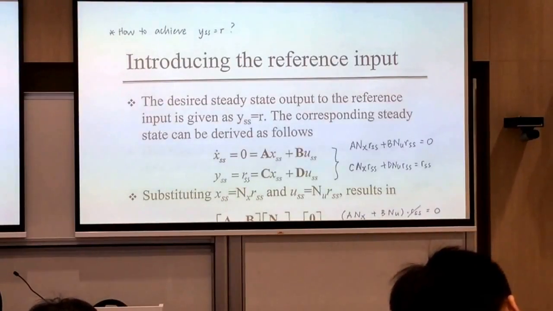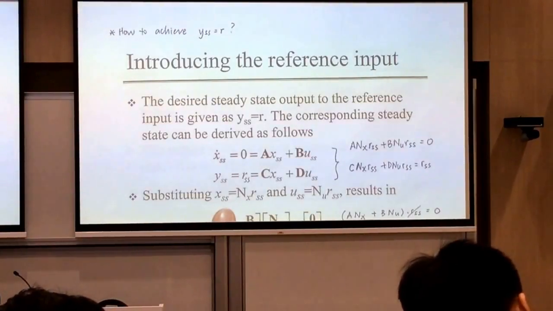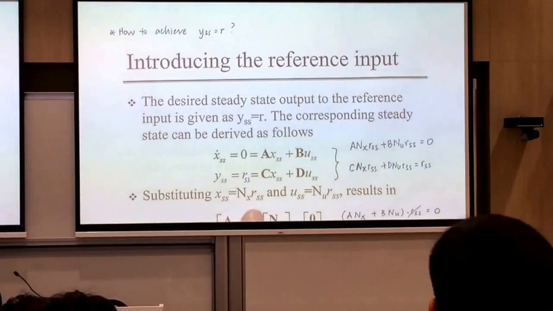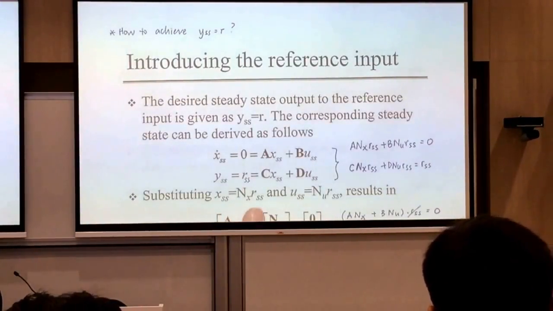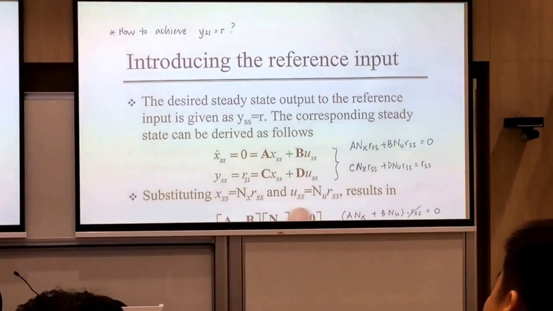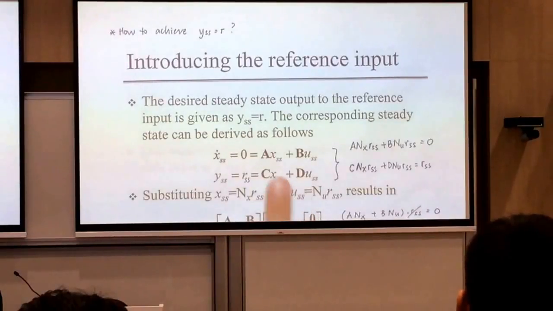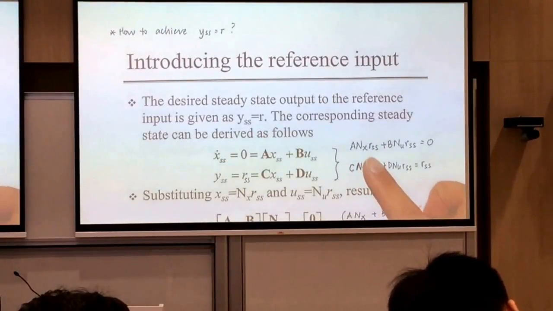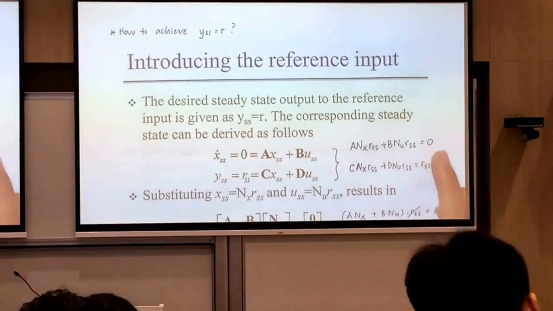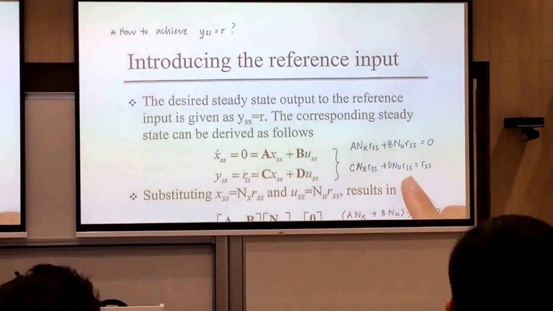Next we say that X_SS will contain somehow the reference input R_SS. So X_SS is a vector, N_x R_SS, and input U_SS is a vector, N_u R_SS. You put these two in here, and you form A N_x R_SS plus B N_u R_SS equals 0, and C N_x R_SS plus D N_u R_SS equals R_SS.